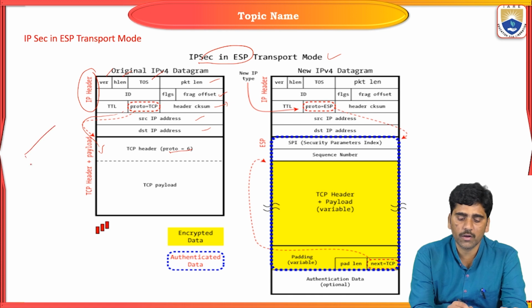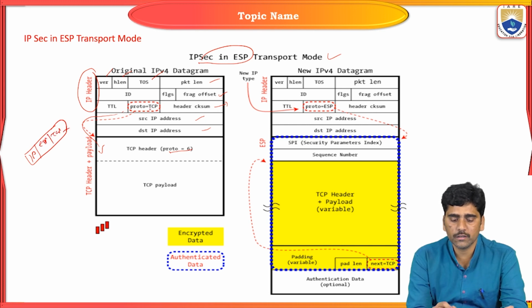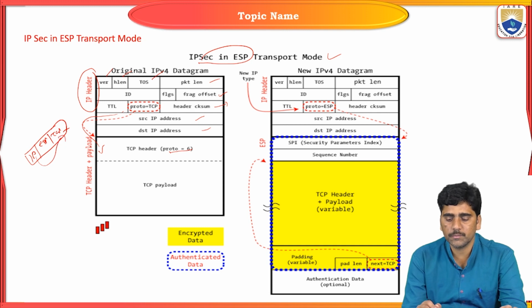In the packet format, there is the IPv4 header, the ESP header and the TCP header. Here the IPv4 header is followed by the TCP header without ESP, without encrypted data and without authenticated data. But compared with this, with encryption and authentication, the new IPv4 datagram looks like this.